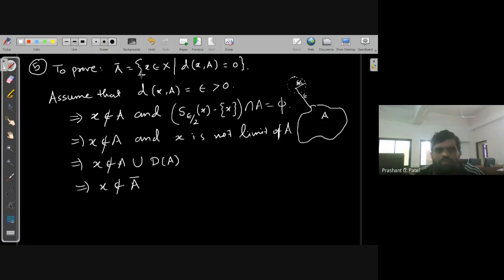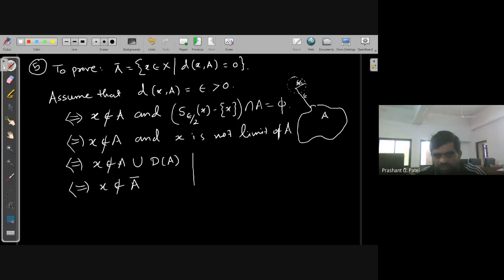And conversely, we also have the same thing. If it is not in the closure, then we can say that x is not in this. Then we can say that x is not in A and x is not a limit point. If it is not a limit point, we have this, and so the distance between these two is greater than. So we have this. Now we are able to write this.